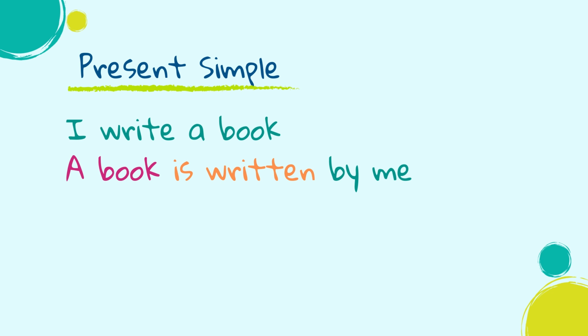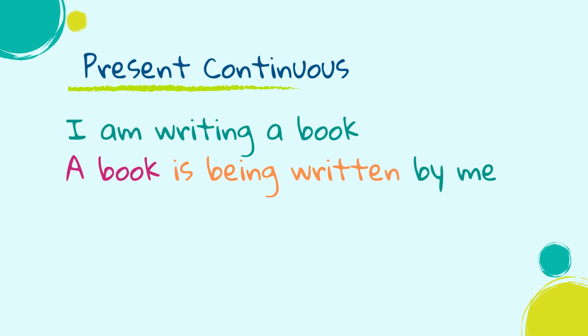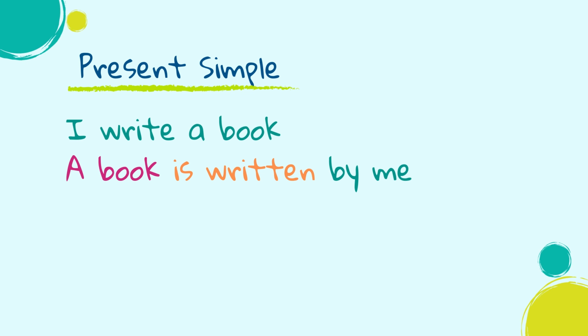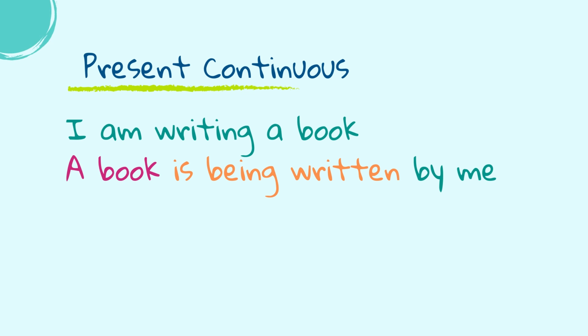Alright, so this is the basic composition in present simple. How about in present continuous? Let's see. The present continuous is I am writing a book. So there's a difference, right? In the present simple, it's just using verb 1: I write a book, present verb. In the continuous, it is the combination between be and ing verb: I am writing a book.